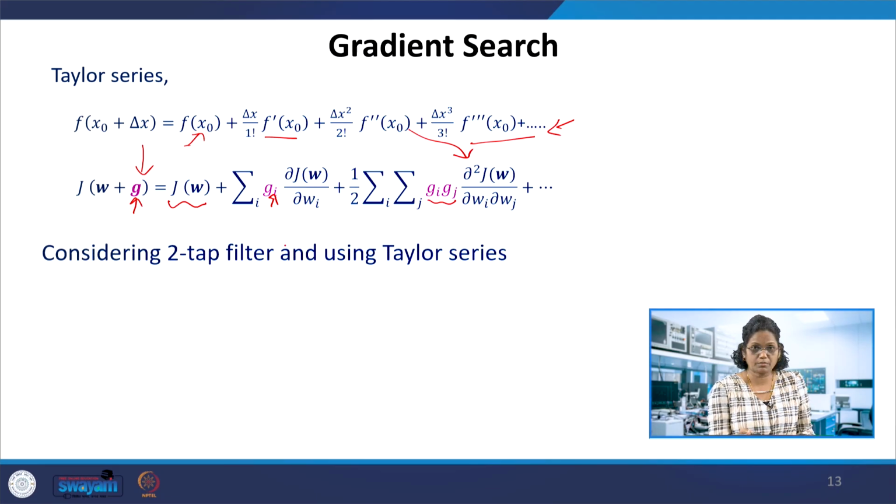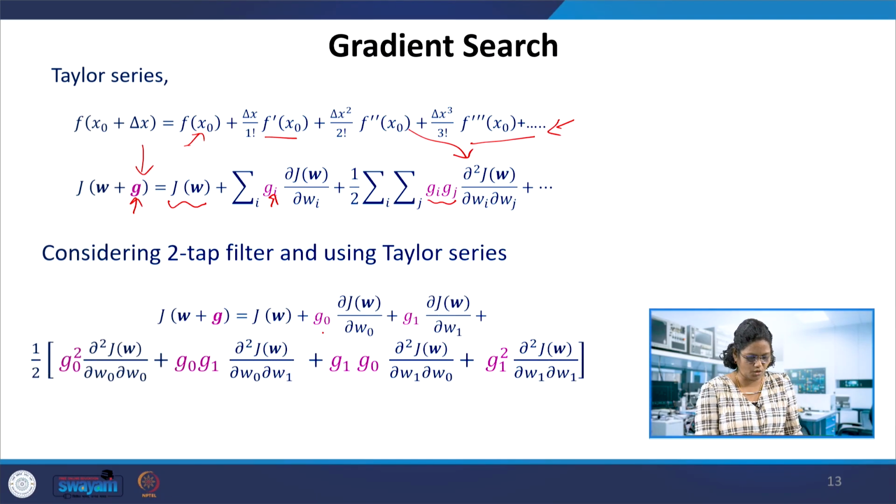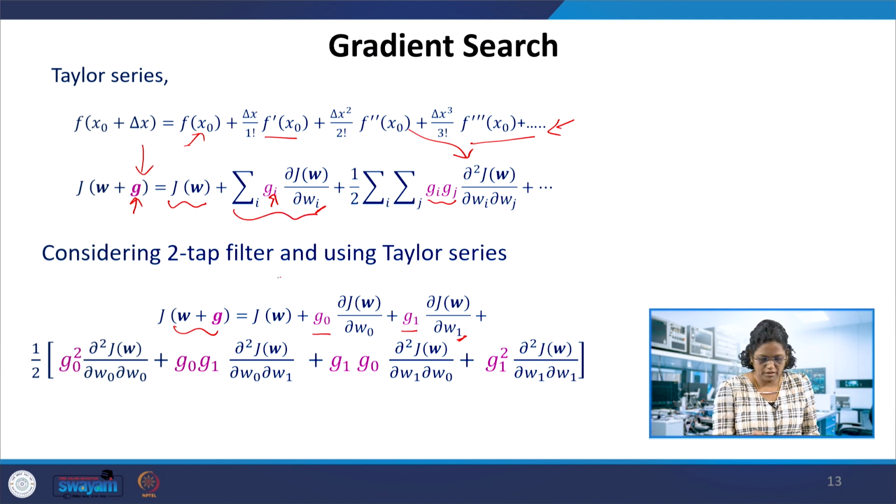So considering two taps for simplicity and using the Taylor series, how can this be reduced? So J of W plus G, where G is going to be G naught and G1 only. There are two G values: G naught is with respect to W naught and G1 is with respect to W1. So we have this function over here, and then half into the summation: G naught square when both i and j are the same, 0 0, d square J by dW naught square, and G naught G1 where i is 0 and j is 1.